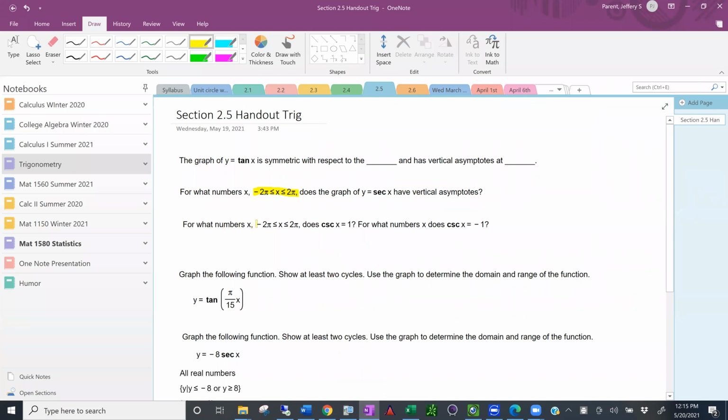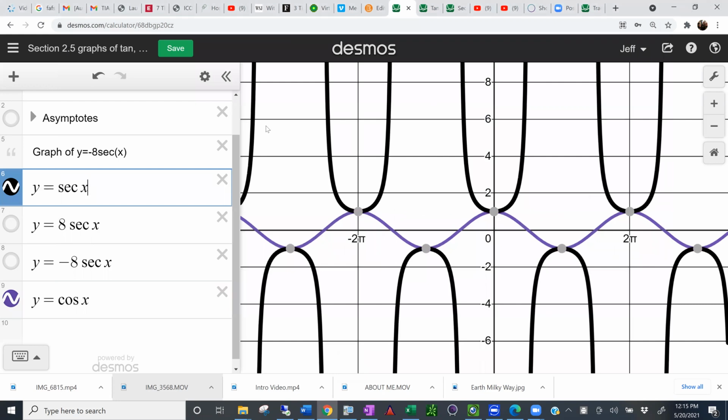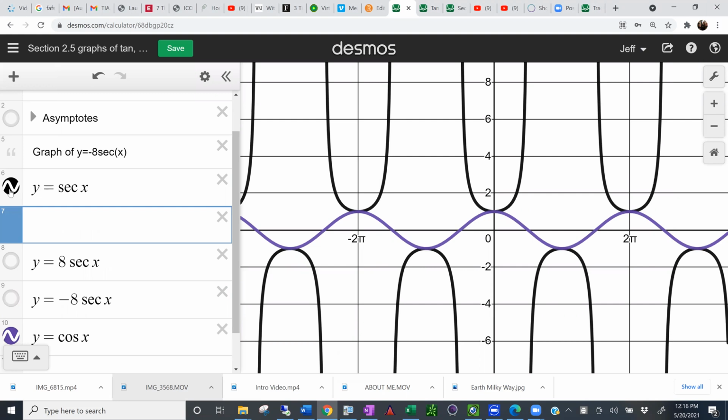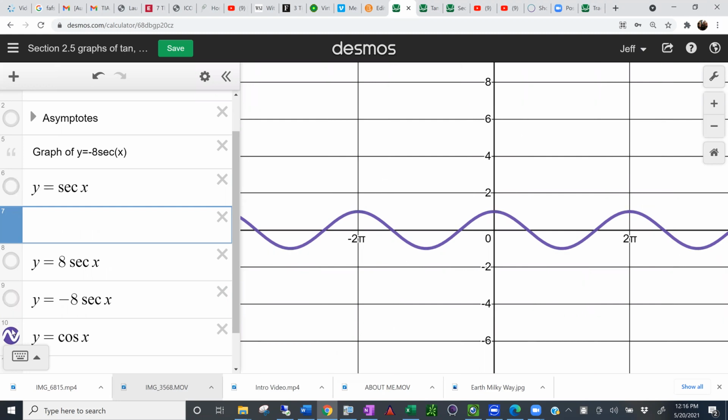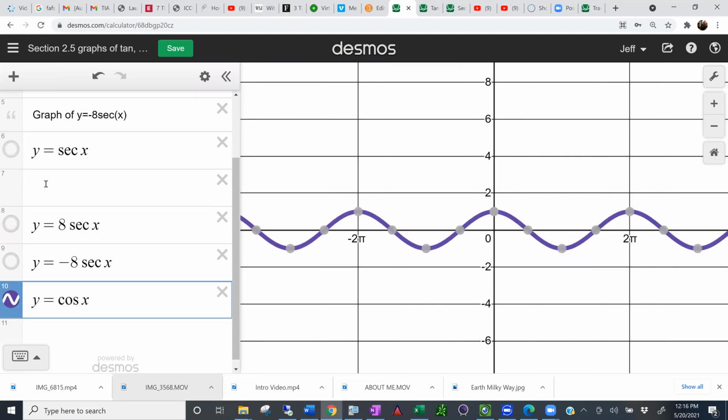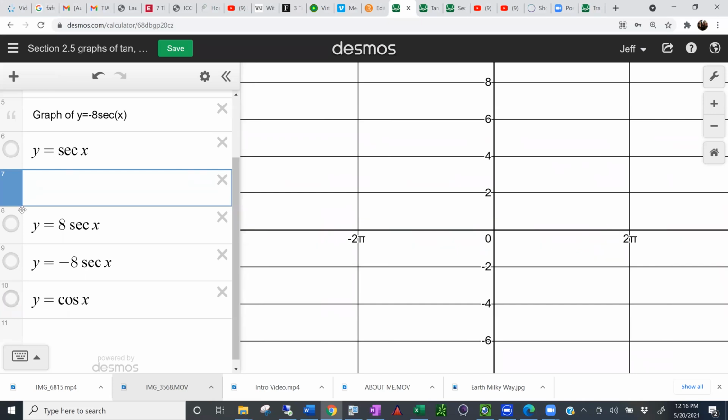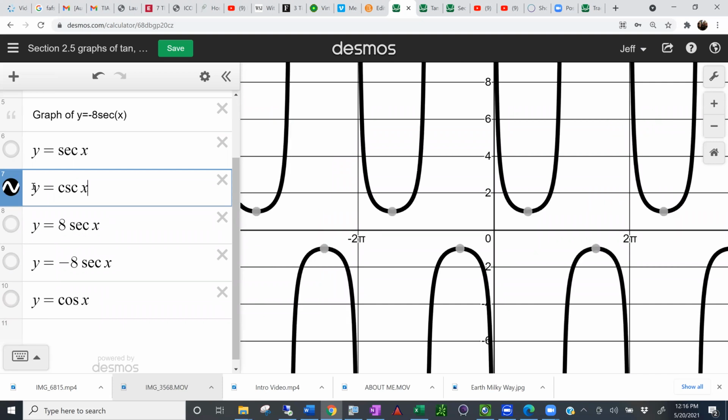For what numbers does cosecant equal 1? Okay, well, we'll take a look at that. The nice thing about Desmos is that you can graph the cosecant directly. So let me shut off these other graphs. I do want to look back at those in just a little bit. Y equals cosecant of x. We want to know where the cosecant's equal to 1.